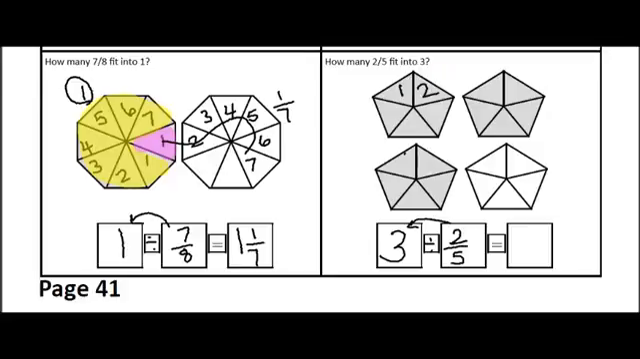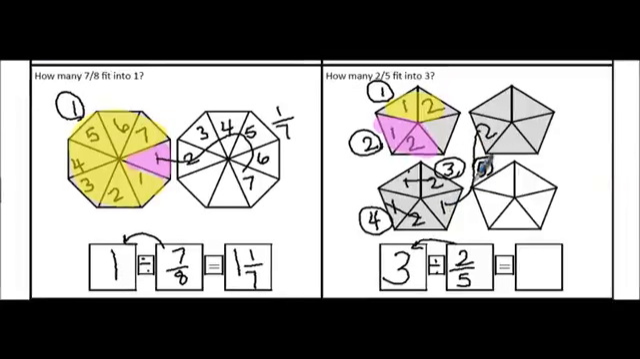This next one, I'm trying to find out how many times 2/5 fit into 3. So I have 3 shaded pentagons, and I'm going to count 2 out of the 5 pieces that are in each pentagon to make one group of 2/5. So I have 1, 2, 3, 4, 5 groups of 2/5, 6 groups of 2/5, 7 groups of 2/5, and I have half of another.